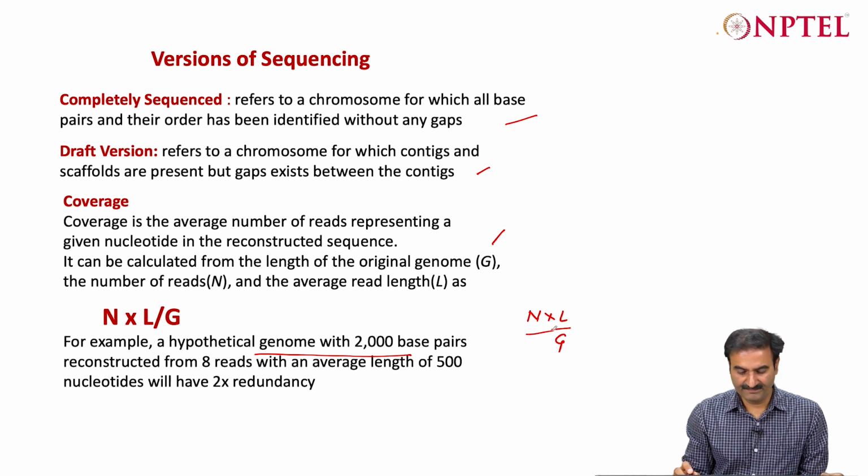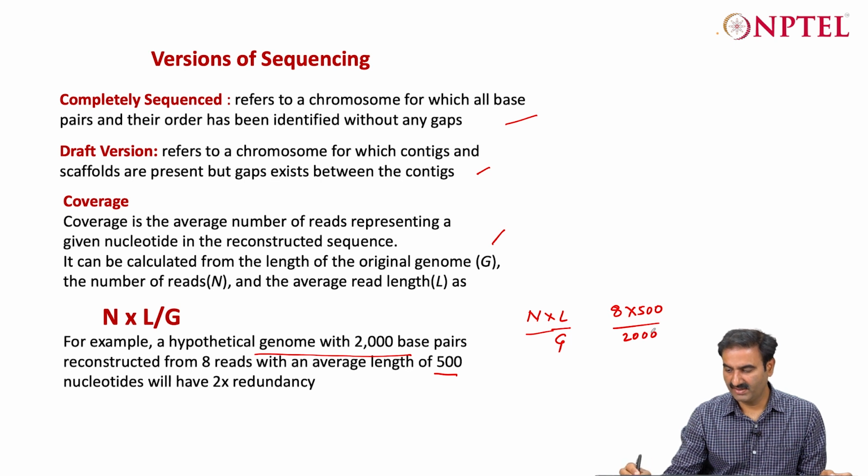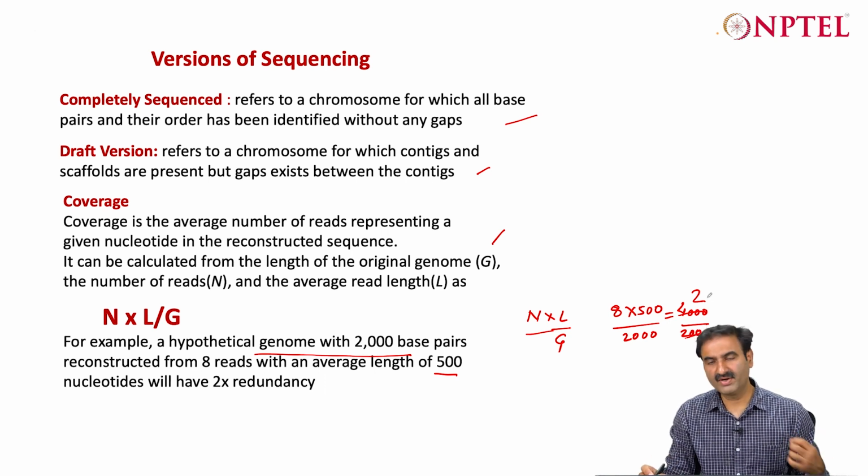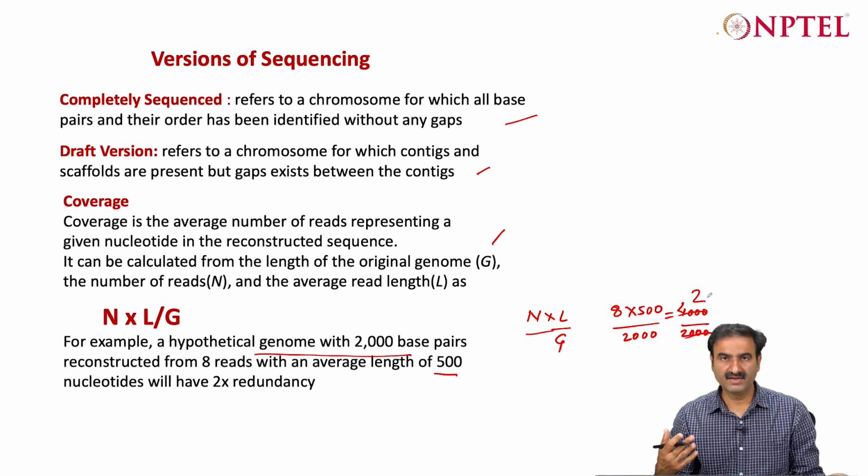For example, there is a hypothetical genome of 2000 base pairs, with 8 reads with an average length of 500 nucleotides. So the number of reads is 8, the length of reads is 500, and the genome size is 2000. So this will be 2x coverage. Basically, you have covered that genome 2 times using this number of reads and length. This way you can estimate how much data you need to cover that genome.